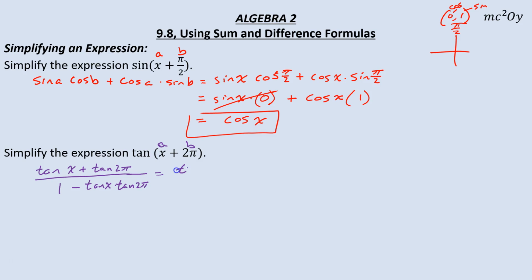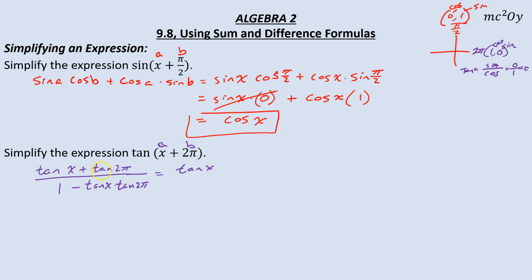So tan x is obviously just tan x. Tan of 2 pi, well, 2 pi is right here. The coordinate of 2 pi is 1, 0. And this is cos, and this is sine. And tangent is sine over cos. That's what tan is. So we'd have 0 over 1, which is just 0.